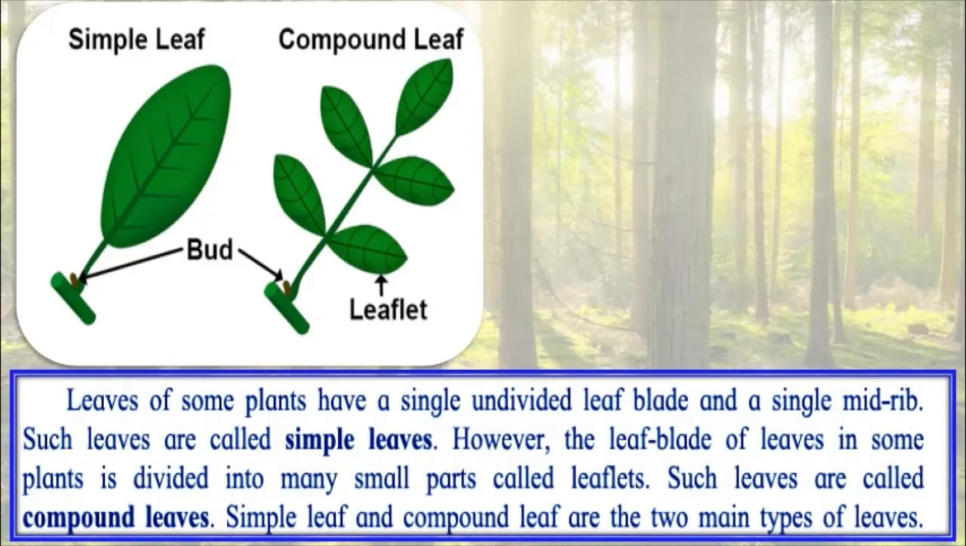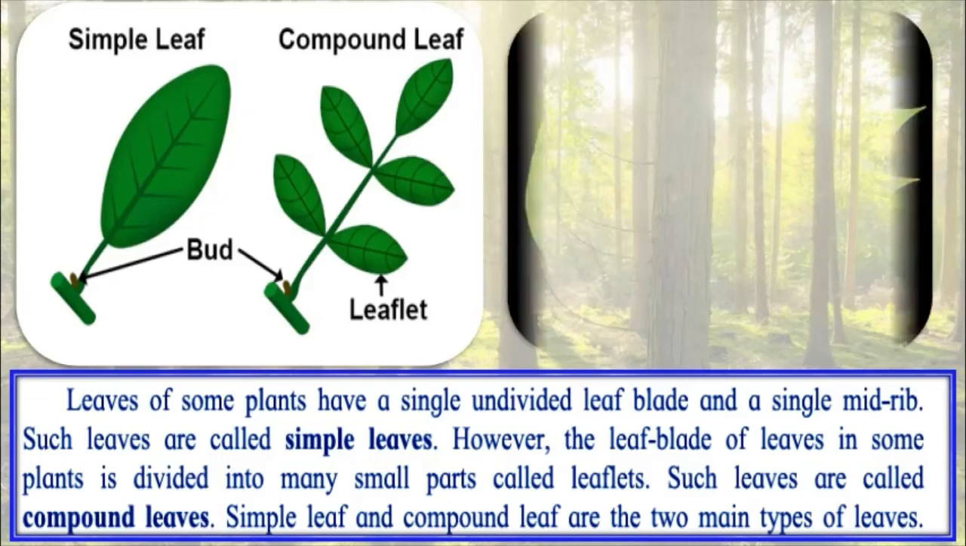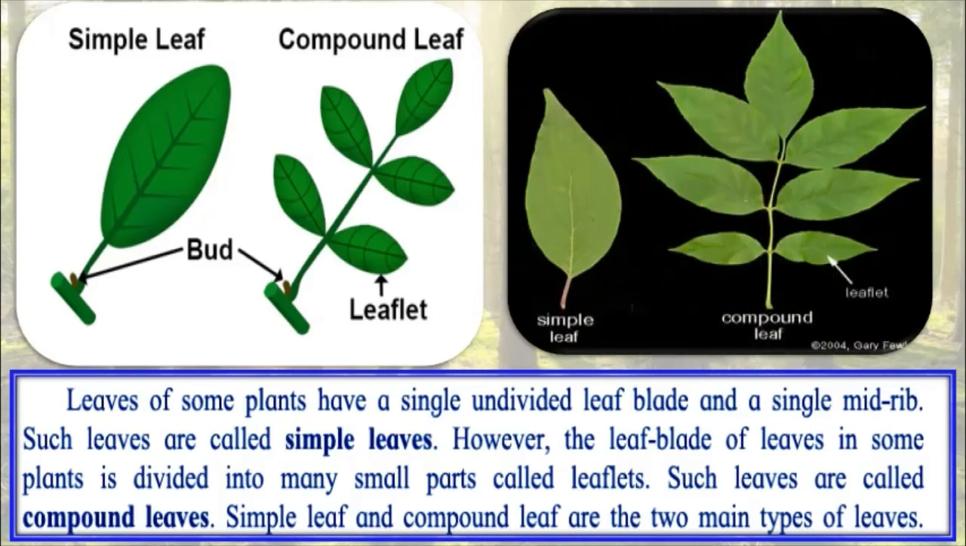So the leaves of some plants have a single undivided leaf blade and a single midrib. Such leaves are called simple leaves. However, the leaf blade of leaves in some plants is divided into many small parts called leaflets. Such leaves are called compound leaves. And simple leaf and compound leaf are the two main types of leaves.